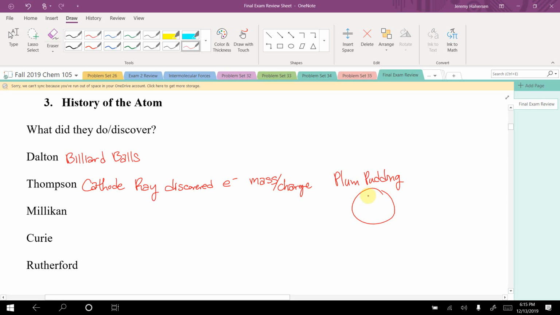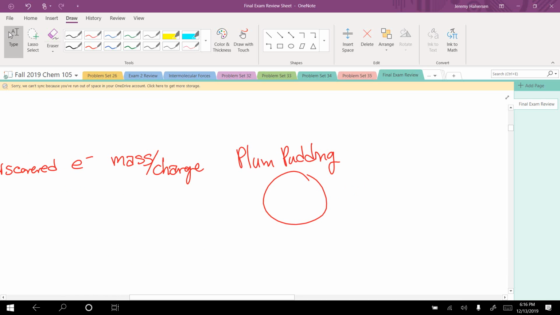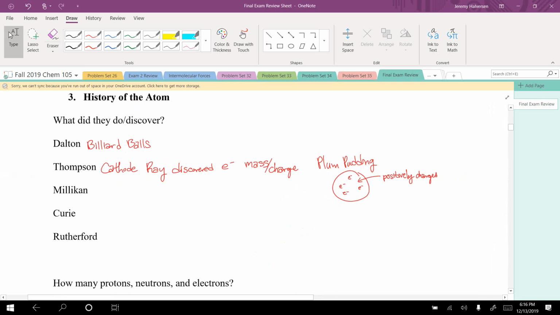Okay, so imagine I've got this sphere of mush, and there's little electrons in it, but he knew that the whole atom was neutral, right? So if the electrons were negatively charged and they were in this mush, what is the mush? Positively charged. So that's his plum pudding model. Make sense? Yeah.